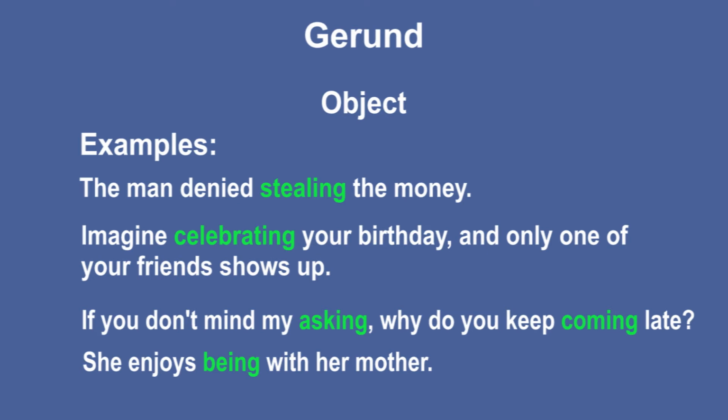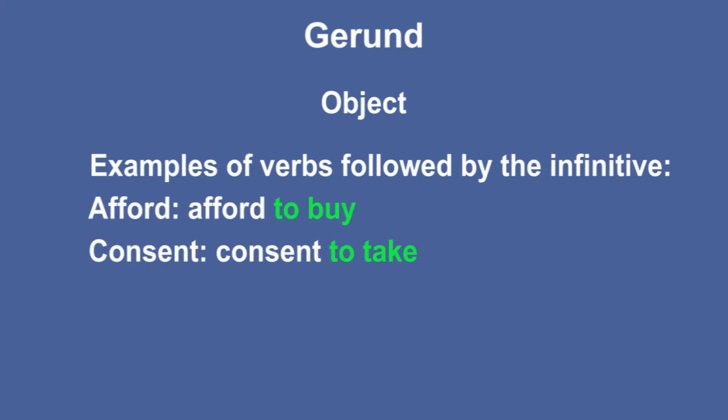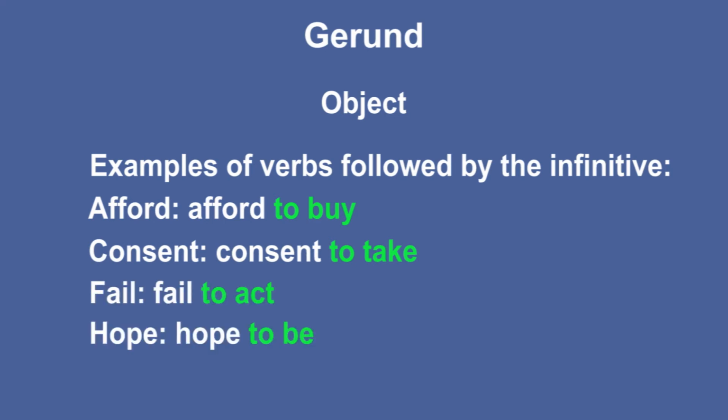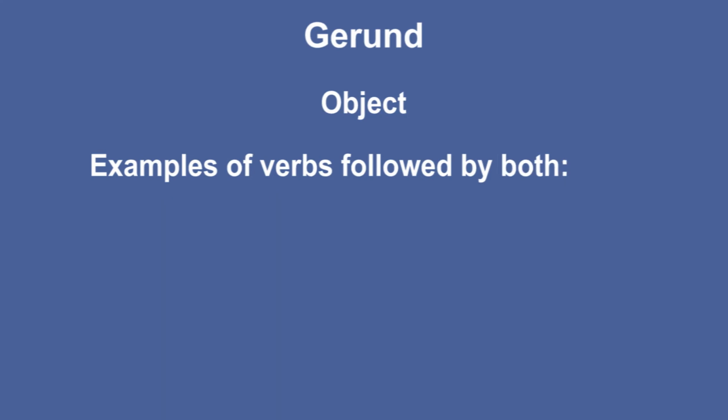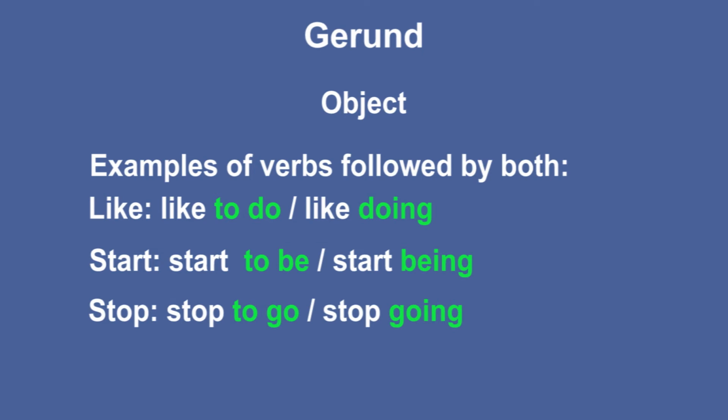Like I said earlier, some verbs only introduce an infinitive. Here are some of them: afford, afford to buy; consent, consent to take; fail, fail to act; hope, hope to be; learn, learn to have. Also, some verbs introduce both of them. Here are some examples: like to do, like doing; start, start to be, start being; stop, stop to go, stop going; try, try to learn, try learning.